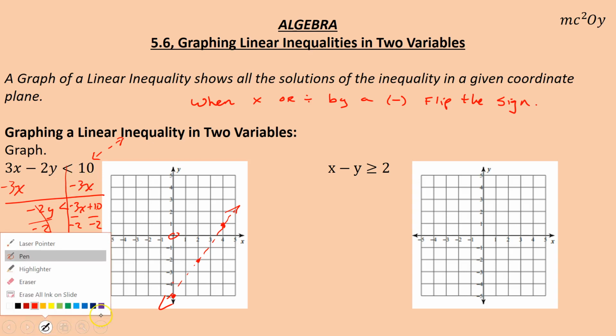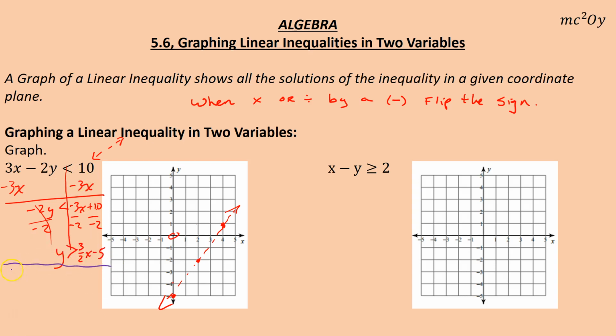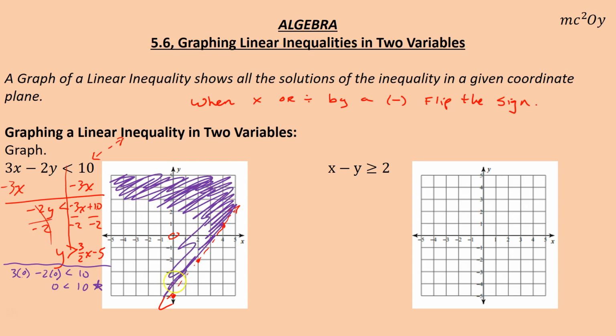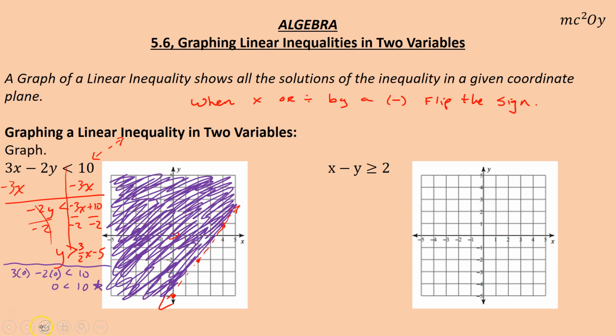We'll test it in a different color here so as not to get it confused. We'll go 3 times 0 minus 2 times 0. Is that less than 10? Well, notice that's 0 and that's 0. So is 0 less than 10? Yes, it is. That is true. So we shade over that point. So everything above that line is a solution. There you got it. Okay, let's go ahead and try one more.